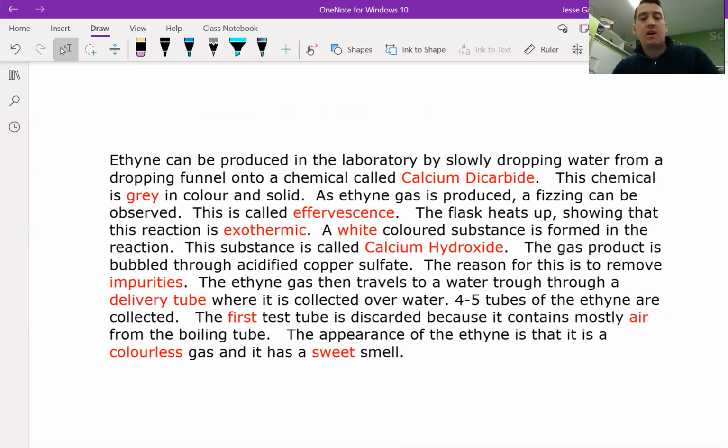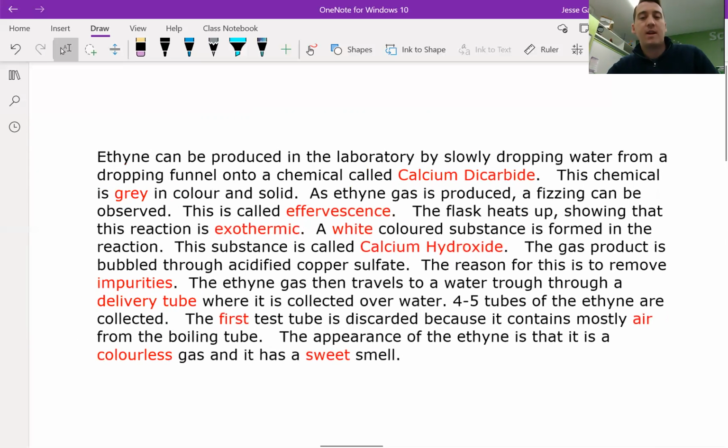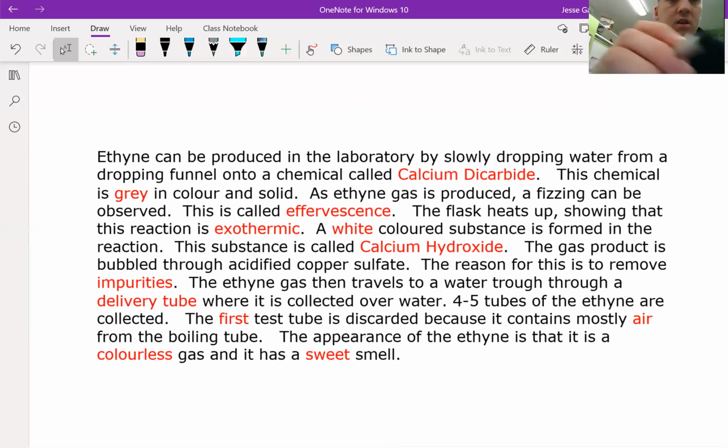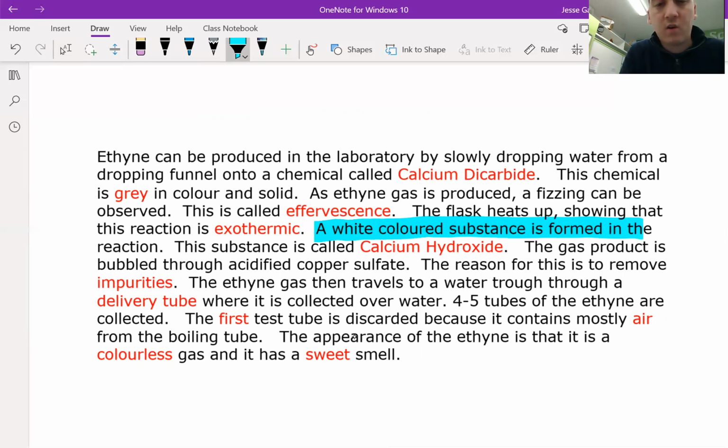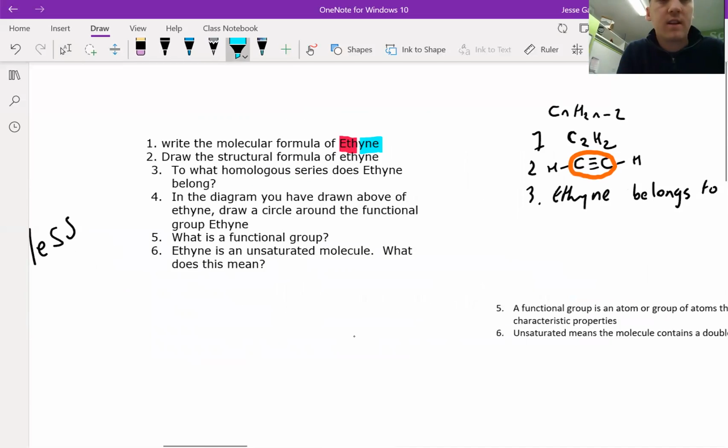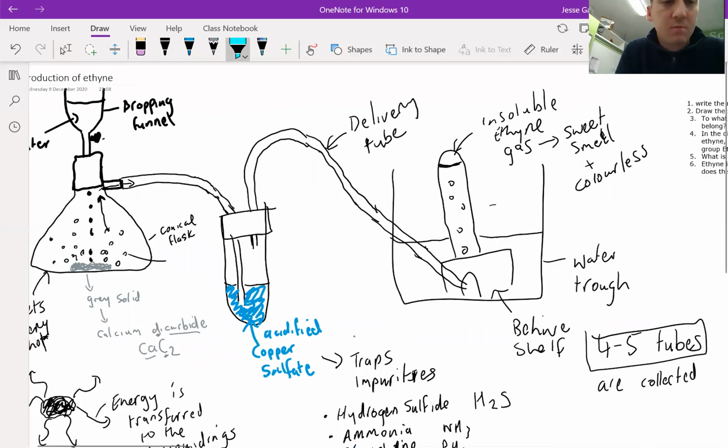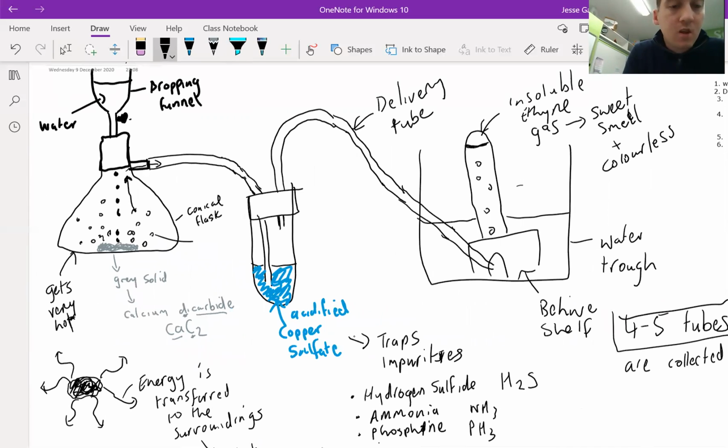I'm pretty sure that we covered all of that, okay? So well done if you managed to get it right. The one thing I noticed that I did not explain, so glad I caught this now, is this here: a white colored substance is formed in the reaction. Apologies, I did not explain that. So you guys, that's not your fault. That is my fault.